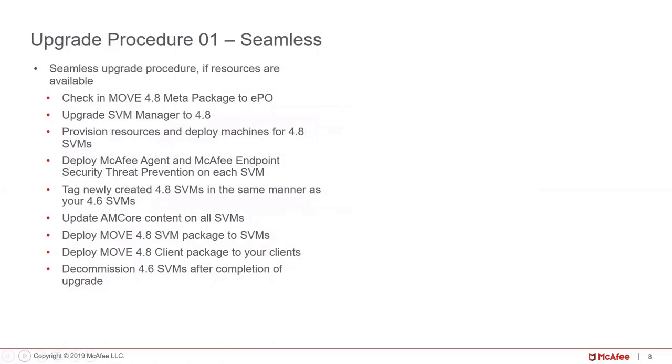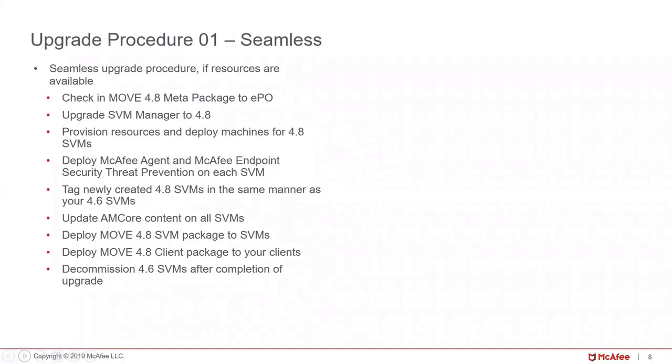So the first of two procedures that we're going to cover here is going to be the seamless upgrade procedure. If you're wanting to ensure that you have a complete coverage of protection throughout the entire upgrade process, with the exception of when the client is installing on the end user machines, the seamless method is the way to go. Essentially, what you're going to be doing is creating a duplicate pool of SVMs on 4.8 while your 4.6 SVMs are still in place in order to provide a seamless transition of your clients from 4.6 to 4.8.